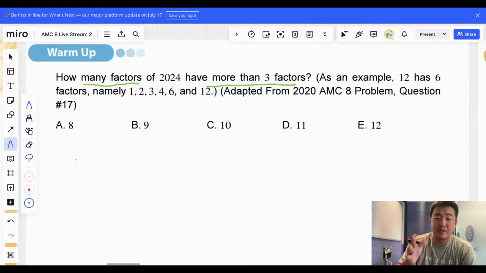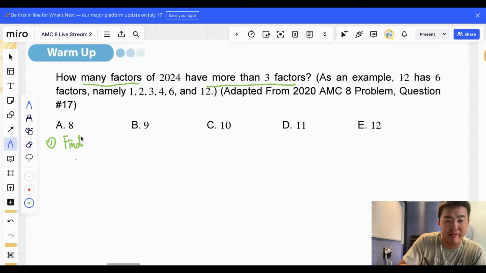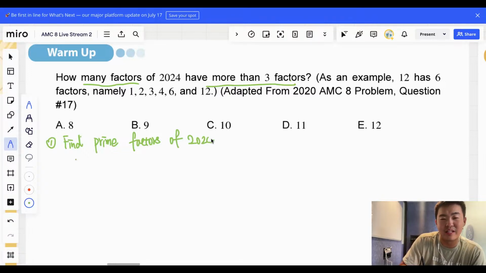Since we are talking about factors of an integer, ideally we do the factorization step. So our first step is to find the prime factors of 2024. Since 2024 is an even number, we start by dividing by 2, and we get 1012. Still an even number, divided by 2 again, we have 506. Divided by 2 for the third time, since it's even, we get how many?